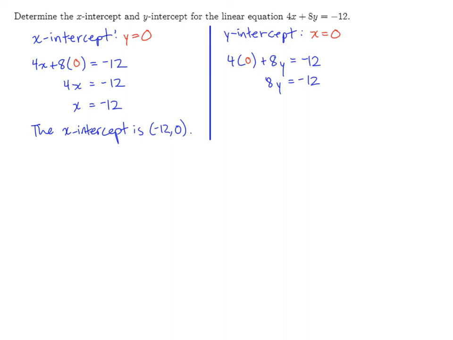And dividing each side by 8, I'm going to get y equals negative 12 over 8. So this will have to stay in fraction form or be turned into a decimal, but I'll simplify this negative 12 over 8, dividing each of those by 4, I'll get negative 3 halves. So the y-intercept is going to be the point 0, negative 3 halves.